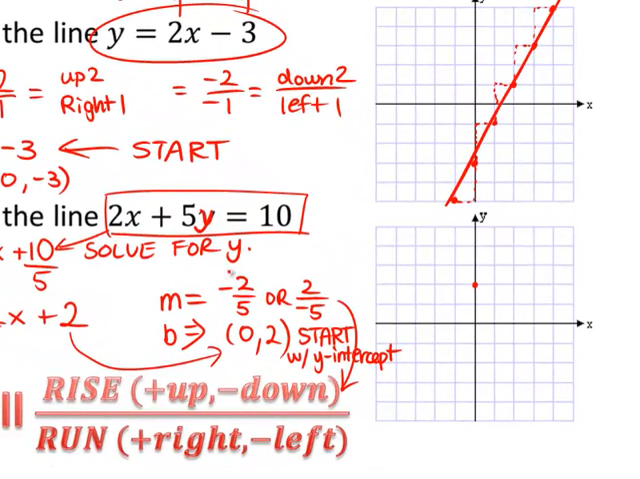And then we're going to travel either down 2 to the right 5 or up 2 to the left 5. So down 2 to the right 5, or we could go up 2 to the left 5. Notice it gives you both points on the same line.